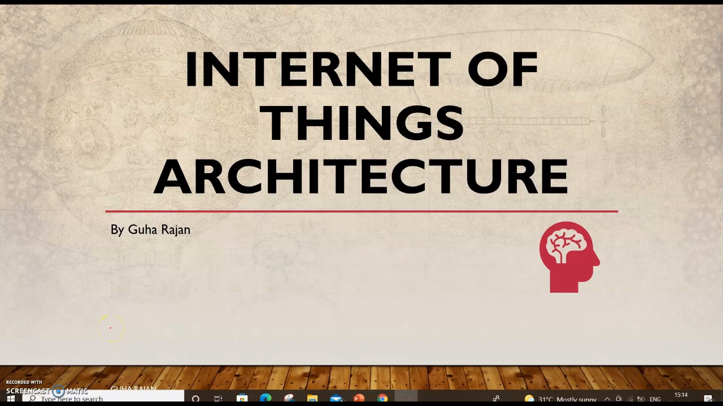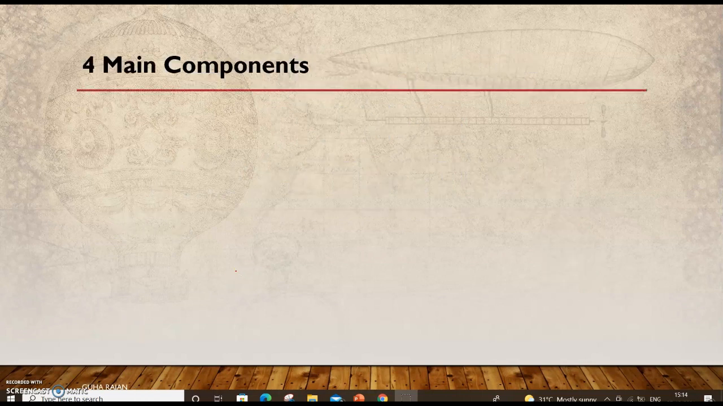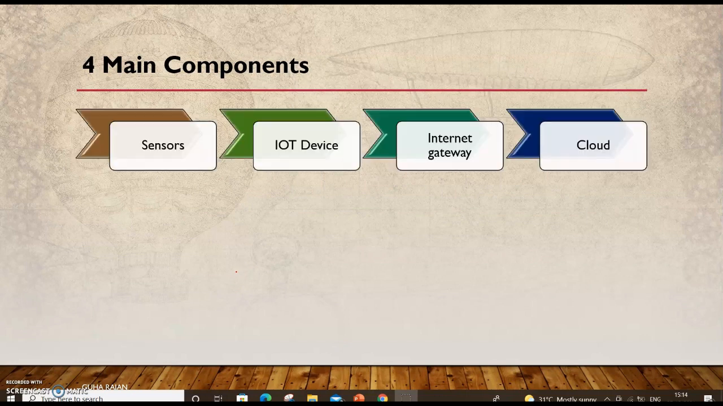Let's now look at the architecture of the Internet of Things. More than the architecture, it's a kind of block diagram where you can easily identify the components involved in IoT. There are four main components in IoT. The first one is the sensor, meaning any physical parameter, be it temperature, be it pressure, or even, in some cases, a camera to get an image.